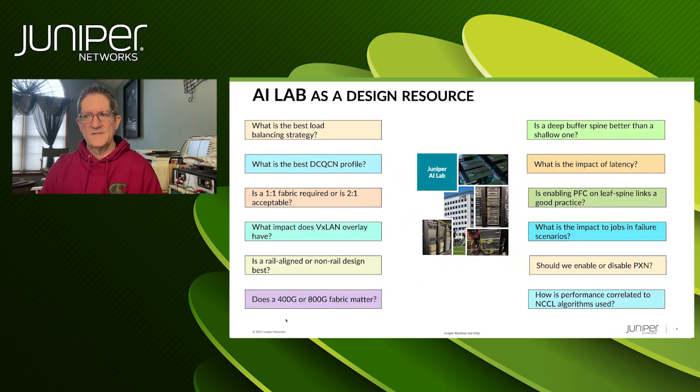So in the lab, we call it a design resource because we're always doing experiments in there to determine what the impact of changing one parameter or one aspect of the architecture is on job completion time. And job completion time is the primary metric for AI training. So we don't have time to go through all of these, but this is just part of some of the things that we have either already investigated or that are on our roadmap for things that we would like to.